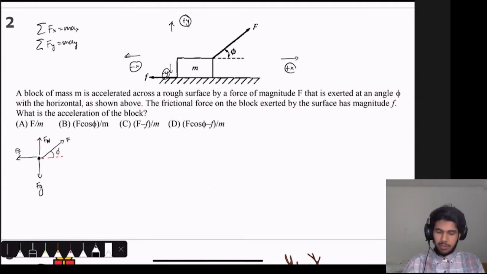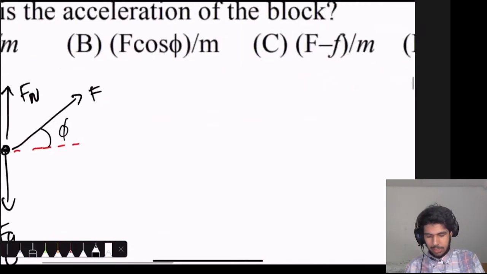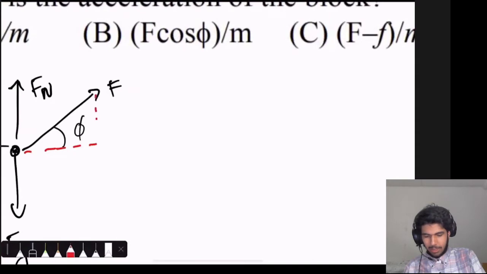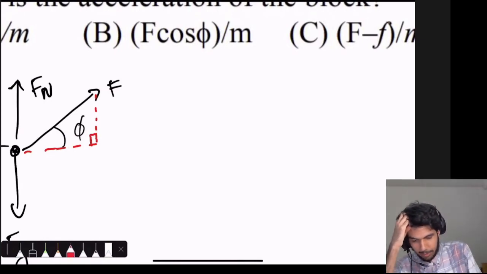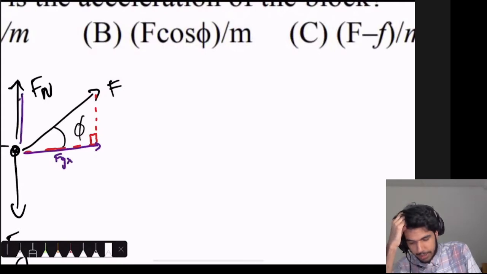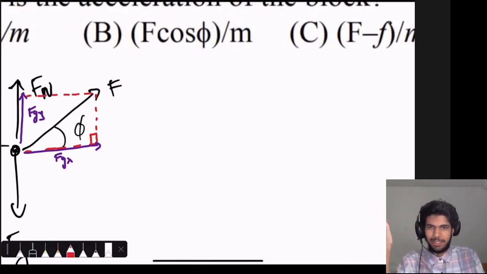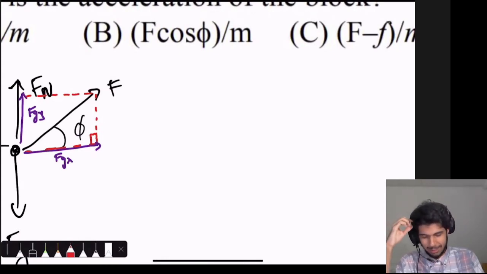So it seems like we want the components of F. So how do we do that? Let's just zoom in a little bit, and I'll drop this perpendicular here, and I want to create this FGX and this FGY here, right? So that way this is similar to what we did before. Right now I'm just solving it on top of the free body diagram, which is not a good idea, but for the sake of space.